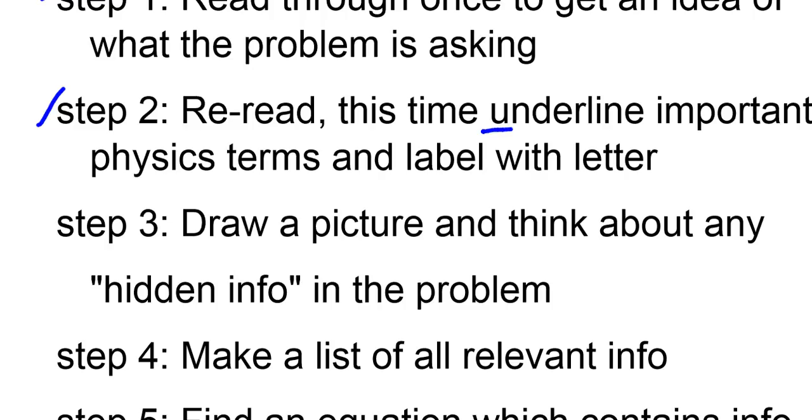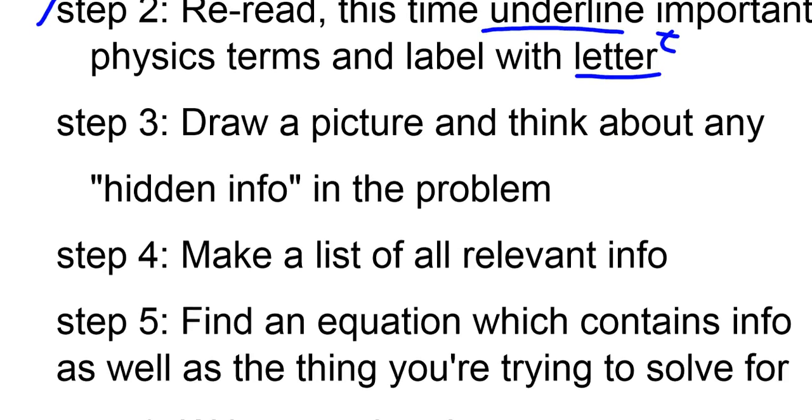This time you want to underline whatever the important physics terms are, such as do they give you an acceleration, a force, a mass, a time, etc. And then next to them, you label them with a letter. So if it was a time, I'd underline and write the letter T. If it was a mass, I'd underline and write the letter M, etc.